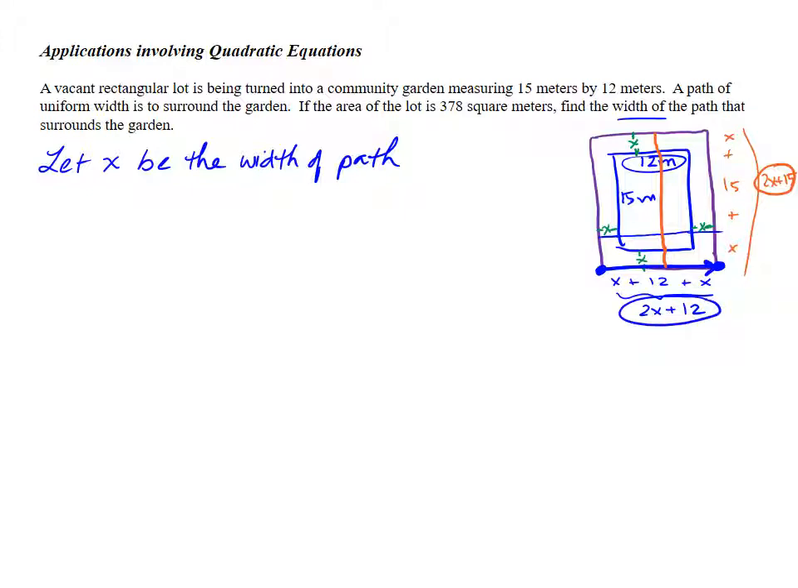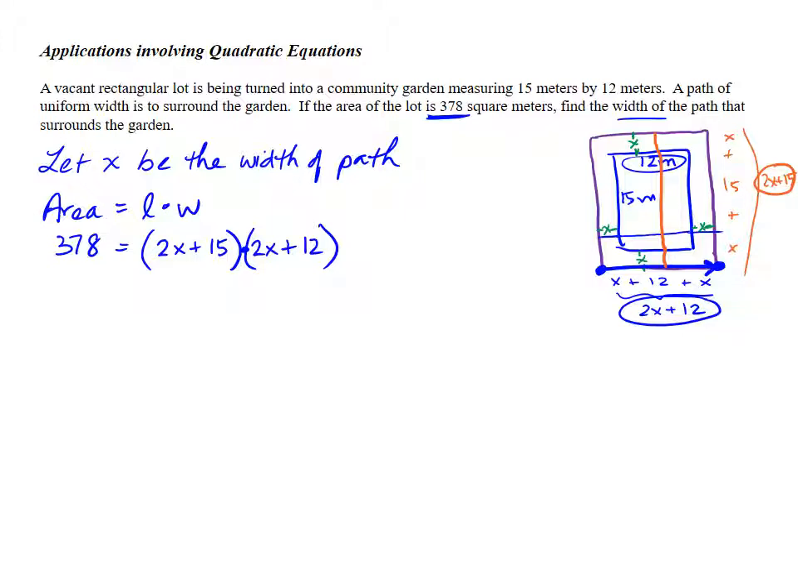Now, remember, in a rectangle, the area of any rectangle is length times width. So what we have here is we're given that the area is 378 square meters, and the length and width we figured out from this picture to be 2x plus 15, and the width is 2x plus 12. So here we have a product equal to 378. We have an equation for the scenario.